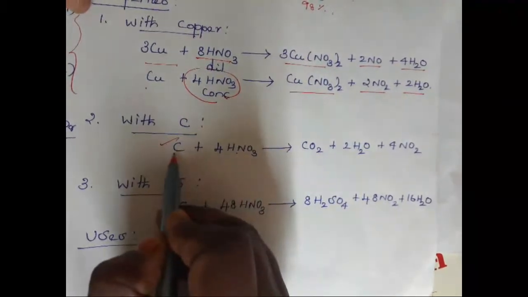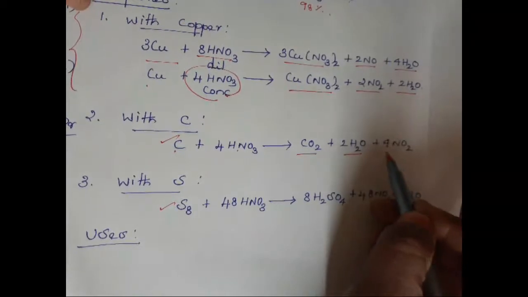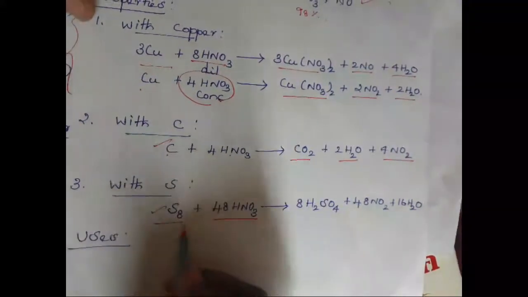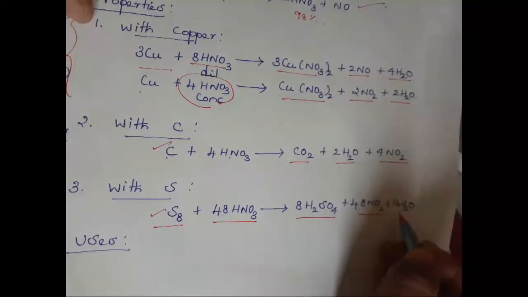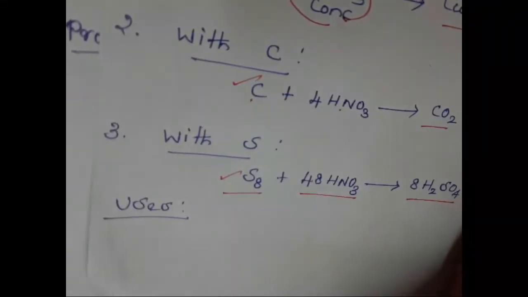Nitric acid, when it reacts with carbon, forms carbon dioxide gas, water and nitrogen dioxide. In the same way, nitric acid, when it reacts with sulfur, produces sulfuric acid, nitrogen dioxide and water. Now let us see the uses of nitric acid.